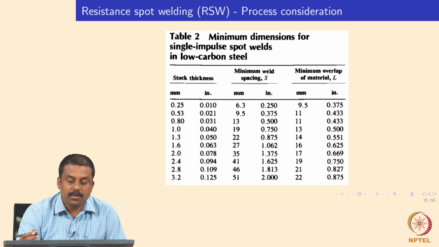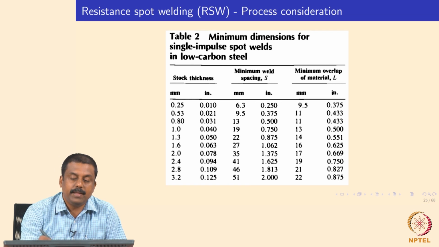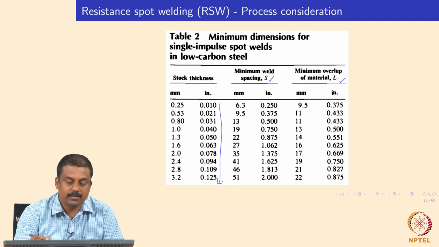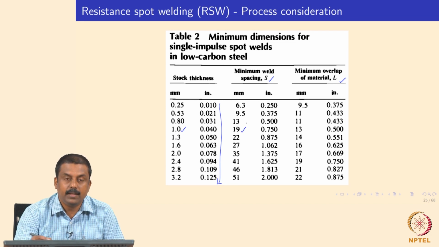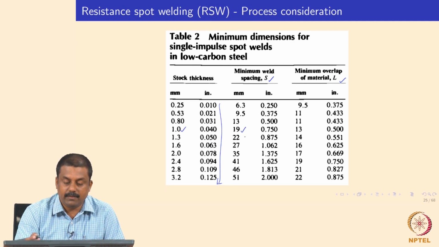Again, this table shows the minimum dimensions for the weld nugget diameter and overlap distance, and the minimum weld spacing, the S and L in the previous graphs, based on the thickness of the plate. Suppose you have 1 mm thickness, your S, the minimum weld spacing, must be 19. You can use more than 19, but then you have a problem with the partitioning, and it may affect your stiffness. If you use shorter than 19, that is even better, but then you may have a problem with the cooling rates and the shunt effect, which we will explain in the next slides.